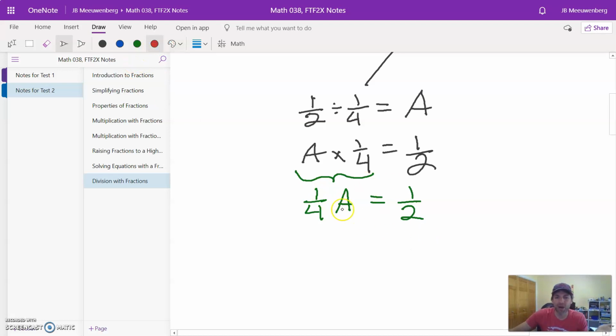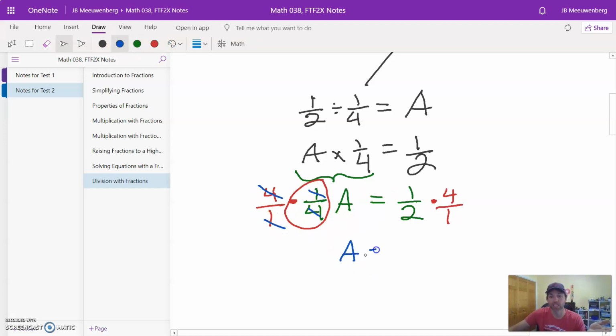So now what we're going to think about is, how did we solve this equation? We multiplied by the reciprocal of that coefficient. The reciprocal of the fourth is 4 over 1. Multiplying by 4 over 1 on both sides of the equation. Here's my equal sign. The 4's and the 1's cancel out, leaving us with A equals a half times 4 over 1 is, I'll do it this way, 4 over 2, if I multiply it this way and this way. And we can simplify that. 4 divided by 2 is equal to 2.